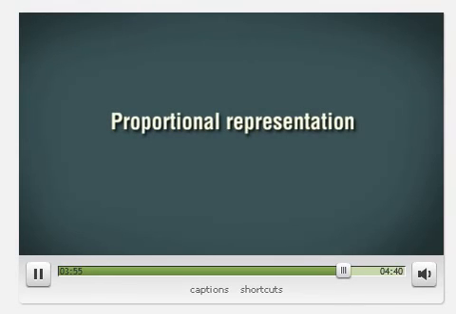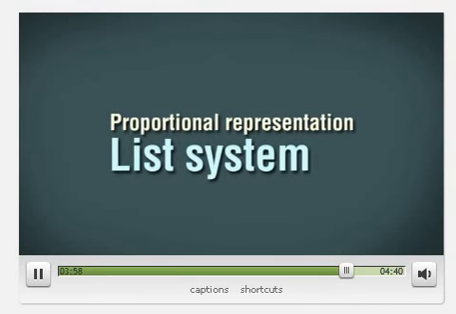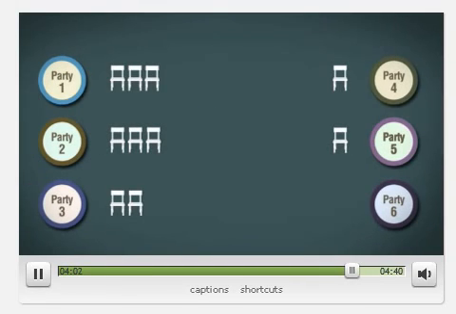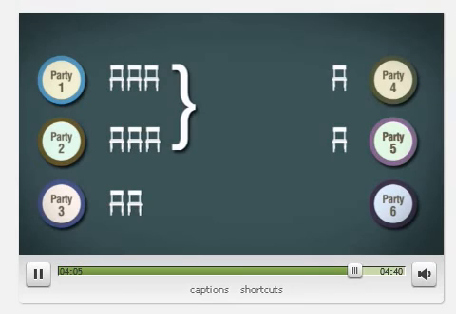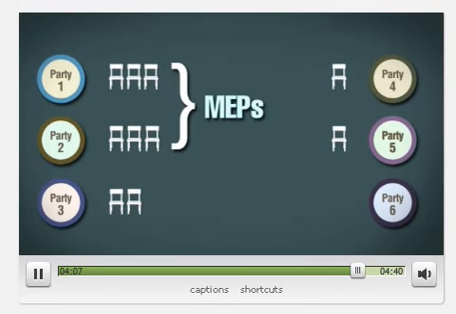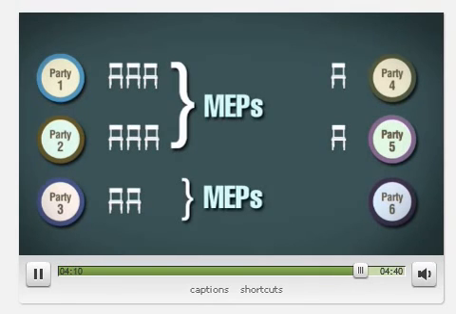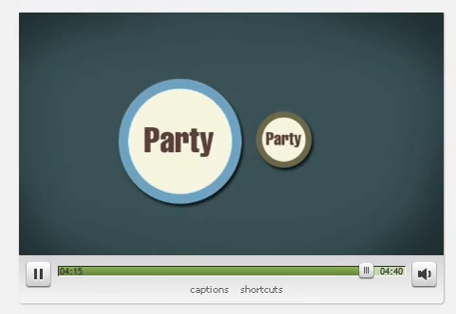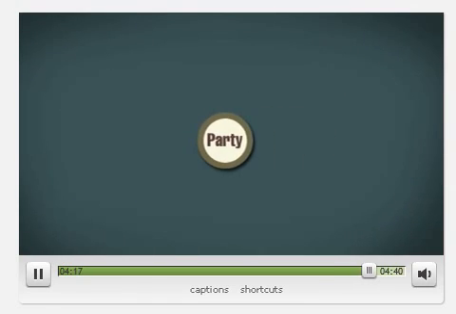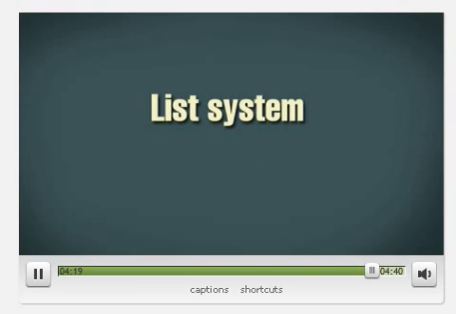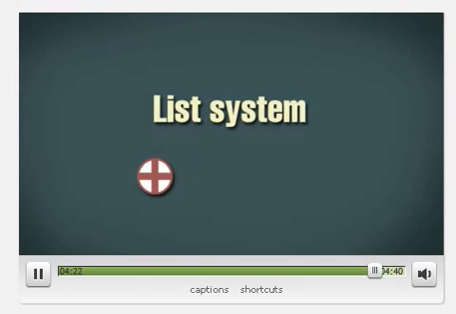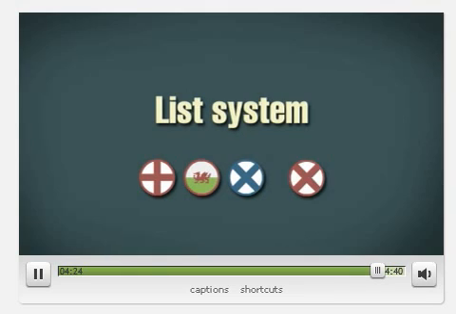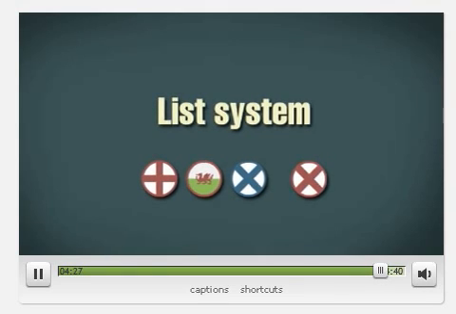This voting system is a type of proportional representation called the list system, because each party puts forward a list of candidates for each region. So, in our example, the first 3 candidates on both Party 1 and Party 2's lists become MEPs, while the first 2 candidates on Party 3's list become MEPs, and so on. This explains why smaller parties have more success in European elections than in UK general elections. The list system is used for electing MEPs in England, Wales and Scotland. Northern Ireland uses a different type of proportional representation.